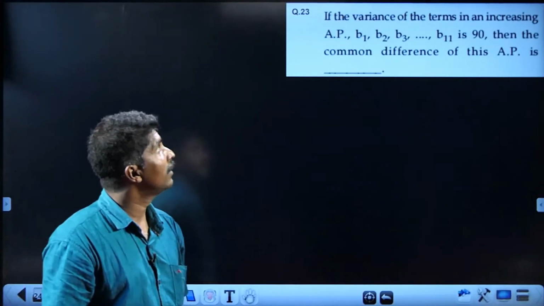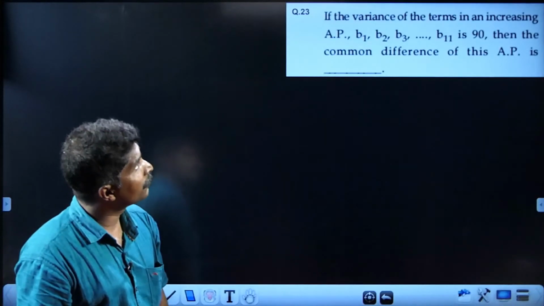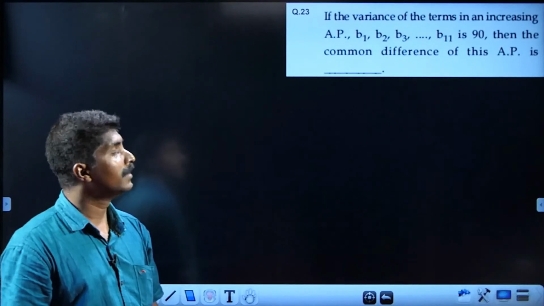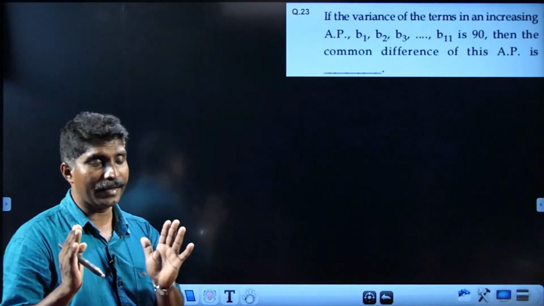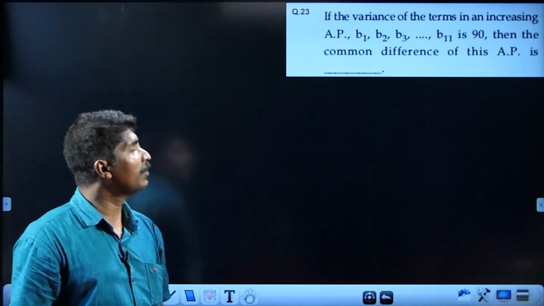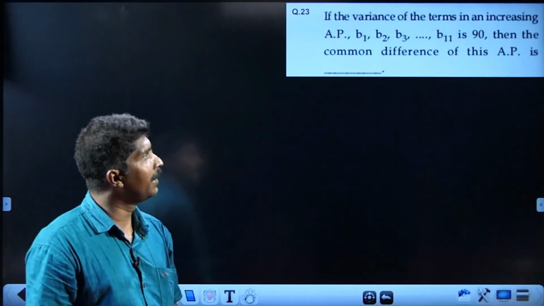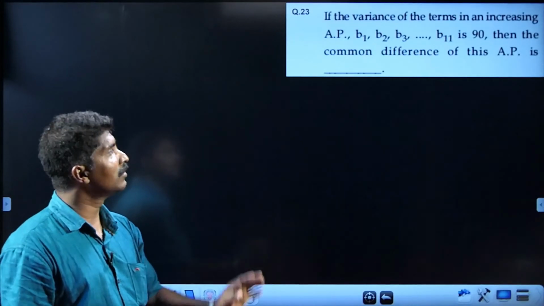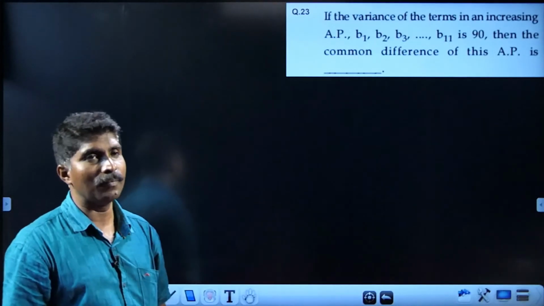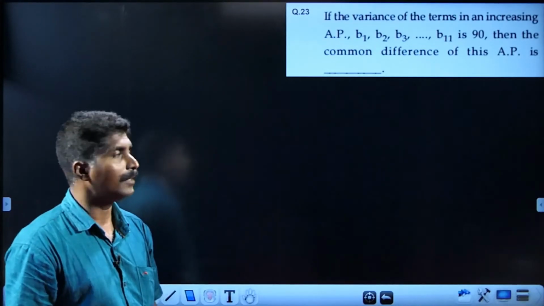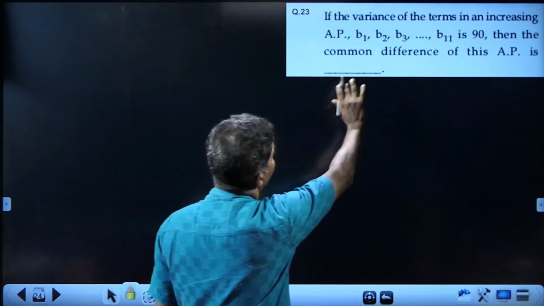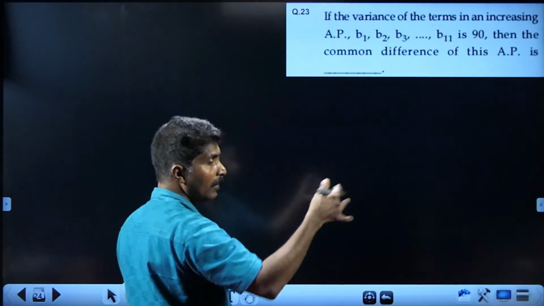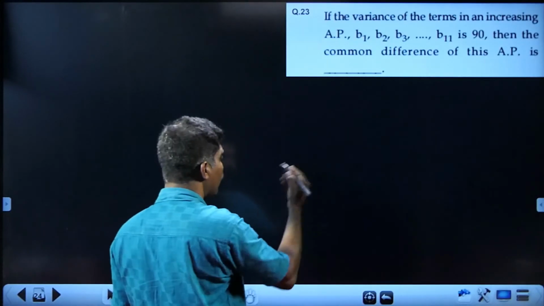23rd question. The variance of the terms in an increasing AP. Increasing AP means D is positive. B1, B2, etc. B11 is 90. Then the common difference of this AP is, again, a very simple usual question from statistics. What is the formula for the variance of an AP?